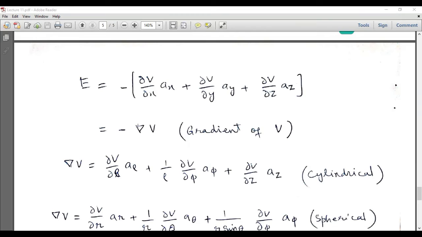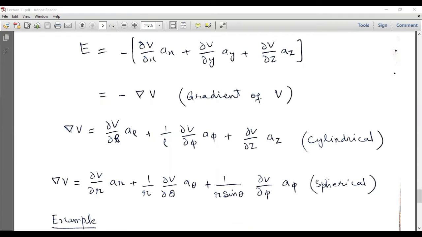So del is a vector operator and it is a vector quantity, and V is a potential which is a scalar quantity. So if this vector operator is multiplied with any scalar quantity, it is called the gradient of that scalar quantity. So here we have minus del V, it means this is equal to minus gradient of V. So electric field can be defined as minus gradient of V, and in cylindrical coordinates, gradient of V can be written as partial V over partial rho a rho plus 1 over rho partial V over partial phi a phi plus partial V over partial z a z, and in spherical coordinates, the gradient of V is also written over here.